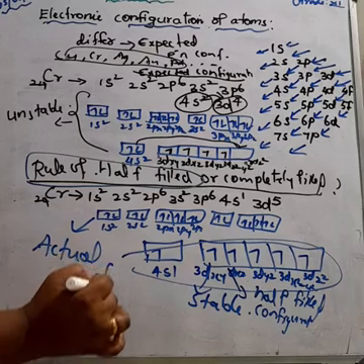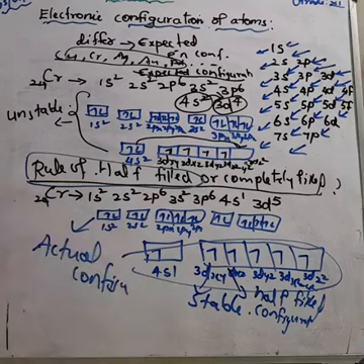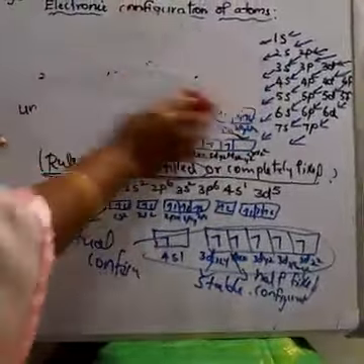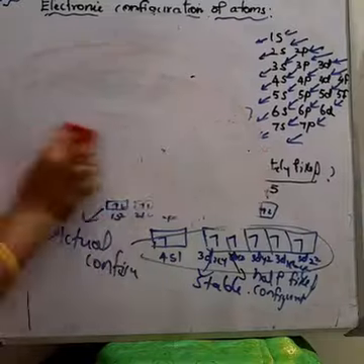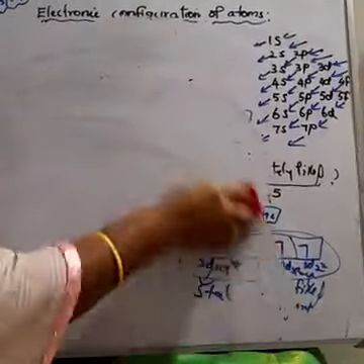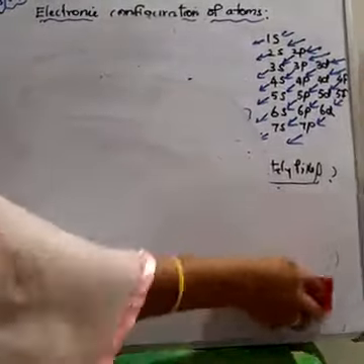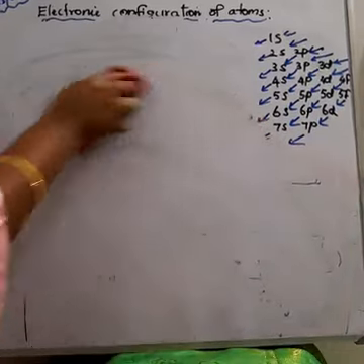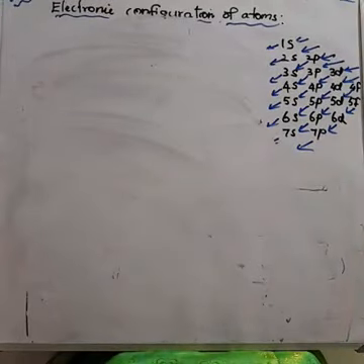Another example is copper. Copper also does not follow the Aufbau principle. If we write the electronic configuration according to the Aufbau principle, it is not stable. So one electron from the s orbital goes to the d subshell. After that, it will be stable.